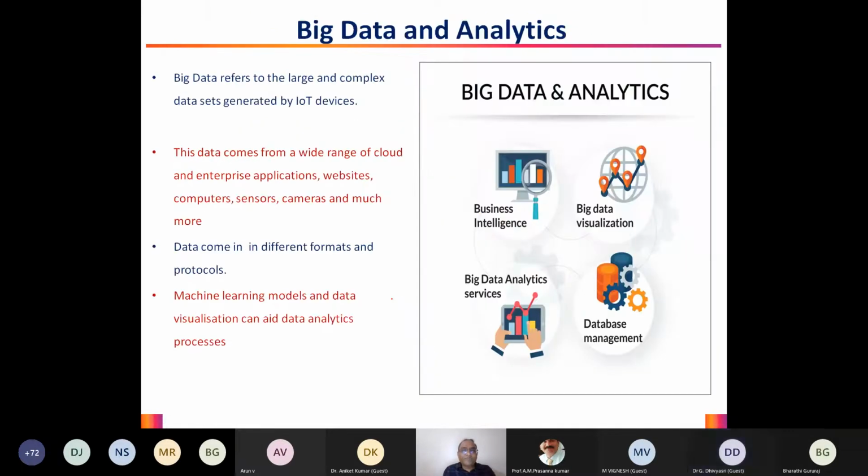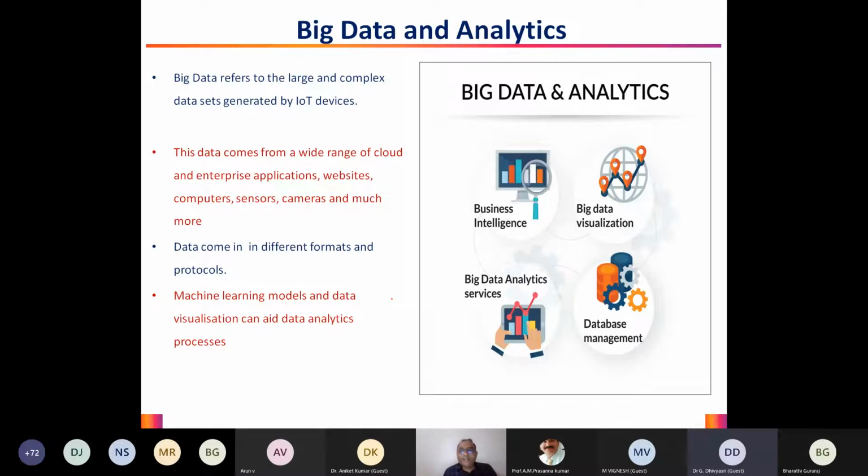Then what we have is something called big data and analytics, right? This is one more very important technology that plays a very massive role as far as Industry 4.0 is concerned, right? So as far as big data is concerned, it refers to the large and complex data that is being generated by IoT. As I told, IoT is basically connected to various industries. In that case, a huge amount of data is sent every single second. So managing this will really become a very, very tough task.